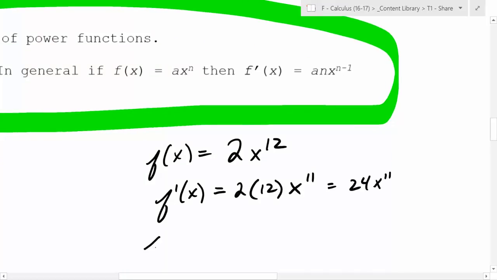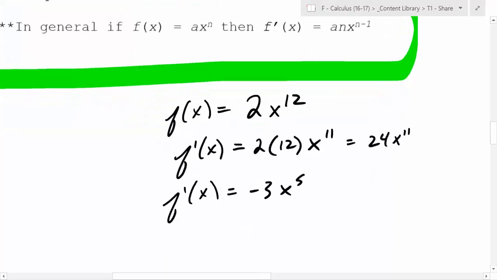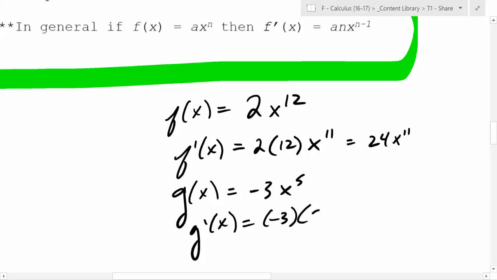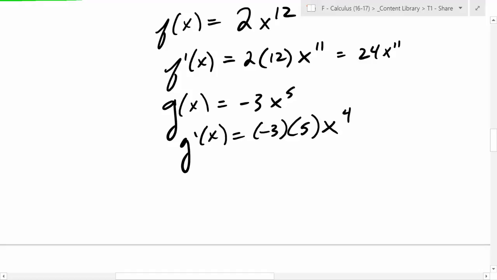What about this? f of x is equal to negative 3x to the 5. What's that derivative going to be equal to on that one? Let's call it g too. What is g prime of x going to be? Negative 3 times x to the... And this works for anything that's a power function. Does it matter what a is? No. Does it matter what n is? No.